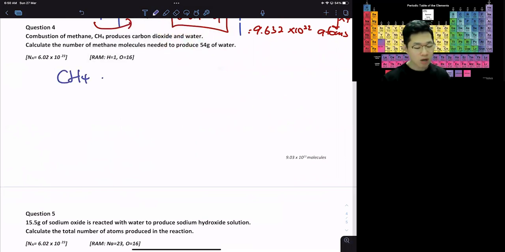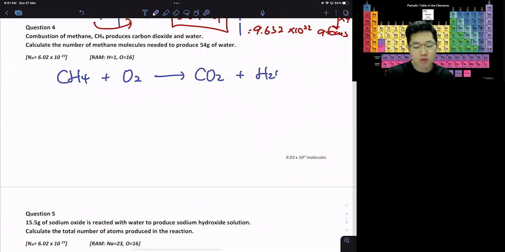Combustion needs oxygen gas, so it's a reaction with O2. Please remember, exam questions like to bring up combustion without telling you that it is oxygen. Combustion needs oxygen gas to produce carbon dioxide gas and water. To balance the equation, it is 2, 2.